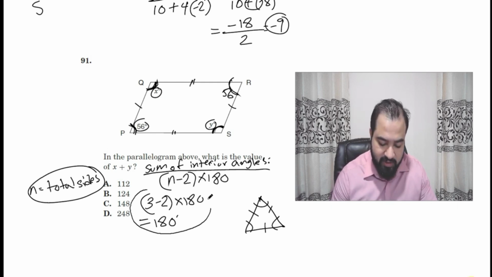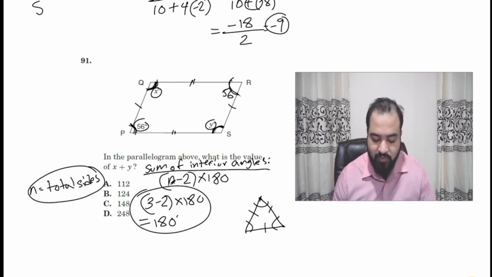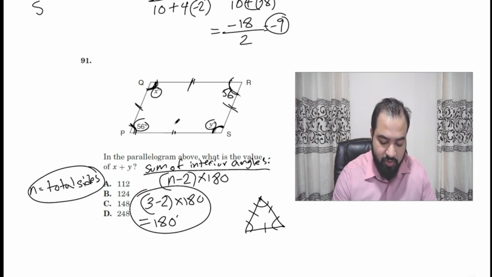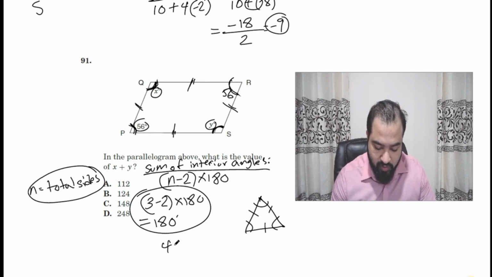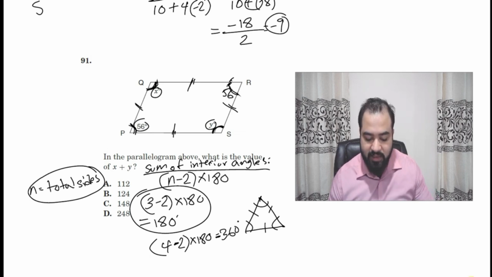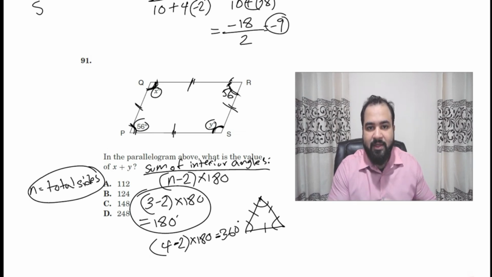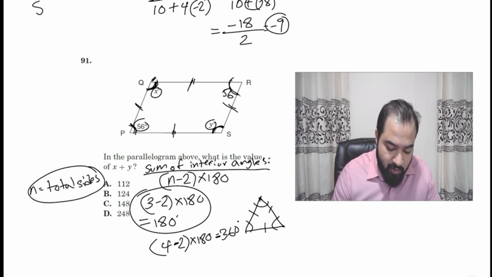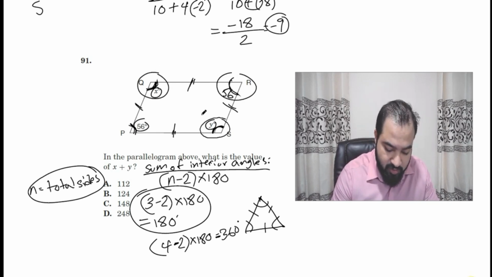We can use the same method, n minus 2 times 180, with the quadrilateral, the parallelogram, which has four sides, 1, 2, 3, 4. So we do 4 minus 2, times 180 degrees. So 4 minus 2 is 2, times 180 is 360 degrees. So the four angles should add up to 360 degrees according to the formula. Remember, n minus 2 times 180. So these four angles should add up to 360.